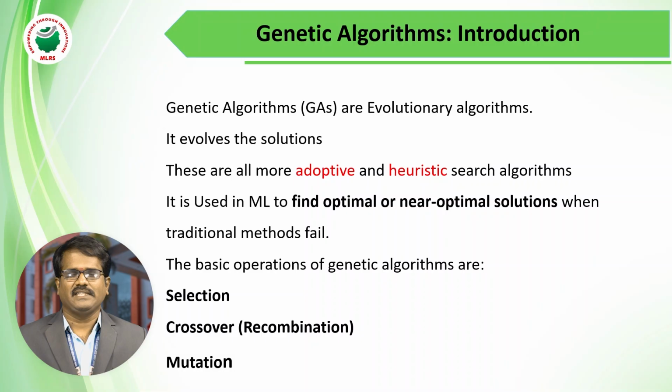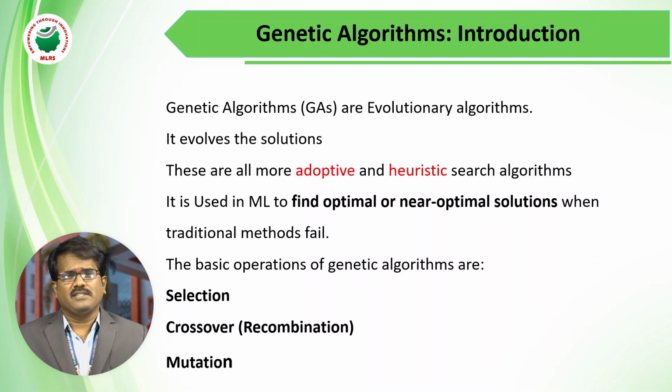At the same time, genetic algorithms are also called heuristic algorithms. Why do we call it heuristic algorithms? Because for a problem, there are a number of feasible solutions. Among them, we need to find the best and optimal solution. For that purpose, genetic algorithms are very useful. That's why genetic algorithms are called evolutionary and heuristic search algorithms.